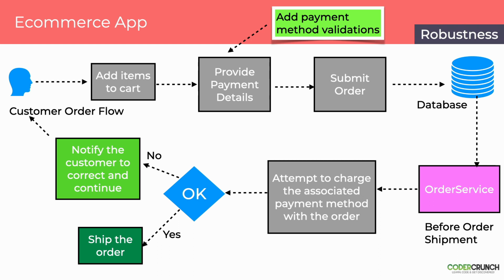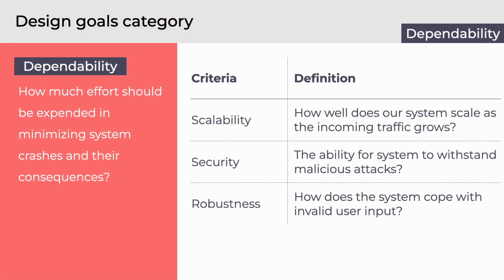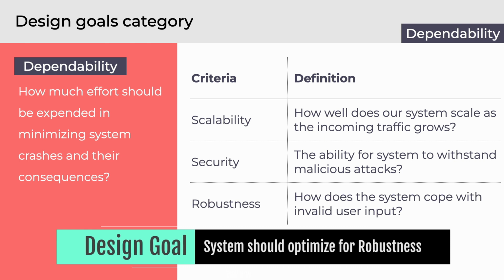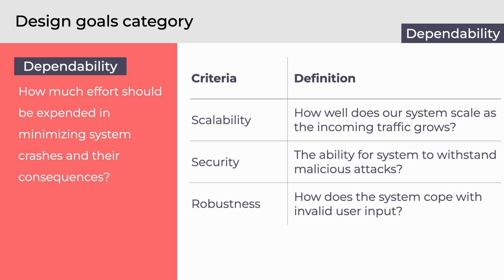We can notify the customer about the failed order, and then they can provide a valid payment method which a system can pick up again and use it to charge this customer. This will create an order that will be shipped to the customer. This would imply that a system is robust. That is, it can handle or self-correct and cope with invalid user input, which would lead to better customer satisfaction. As a design goal, we should design a system to optimize for robustness by making sure that the invalid user input can be handled. That's all for this video.